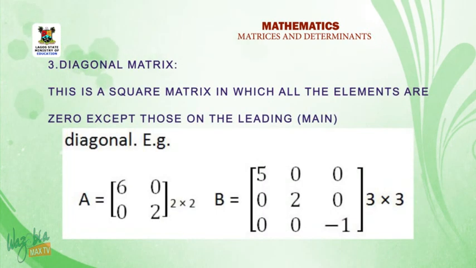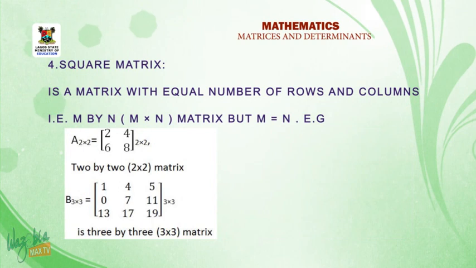3. Diagonal matrix. This is a square matrix in which all the elements are zero, except those on the leading or main diagonal, e.g. A is equal to the matrix 6, 0, 0, 2. B is equal to the matrix 5, 0, 0, 0, 2, 0, 0, 0, minus 1. 4. A square matrix is a matrix with an equal number of rows and columns, that is, an m by n matrix, but m is equal to n, e.g.